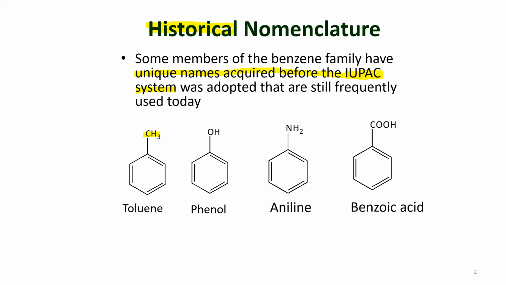So with this CH3 or the methyl group attached to the benzene, the molecule is known as toluene. For the hydroxyl group, it is phenol. Then we have aniline with the NH2 group, and the COOH or the carboxylic group is known as benzoic acid. So these are a few examples of these old or historical names which are still commonly used these days.